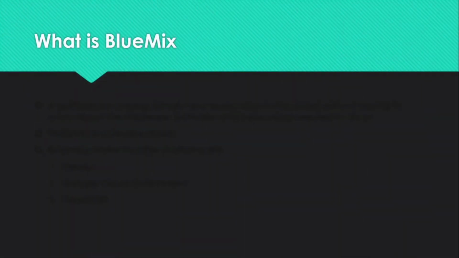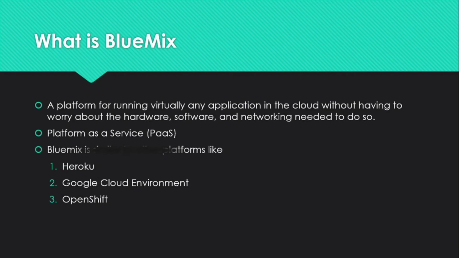So what is IBM Bluemix? It is a platform for running virtually any application in the cloud without having to worry about the hardware, software and networking needed to do so. It is a platform as a service, PaaS. Bluemix is similar to other platforms like Heroku, Google Cloud Environment and OpenShift.